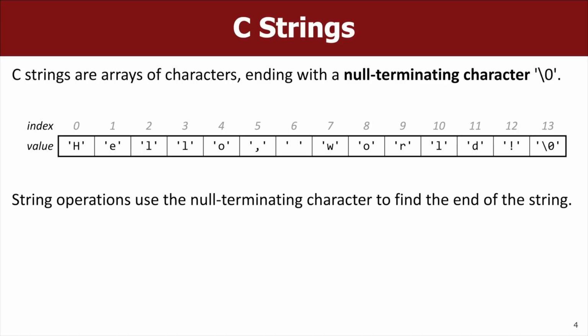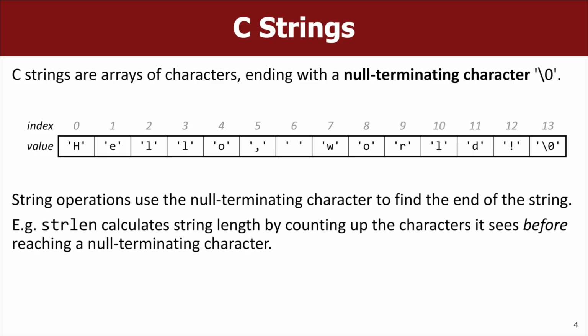So last time we talked about how C strings are just arrays of characters ending with a null terminating character. This is how we know for any C string where the string terminates. And string operations, such as strlen, use this null terminating character in their operations. For instance, strlen counts up the number of characters it sees before reaching a null terminating character to figure out the length of the string.